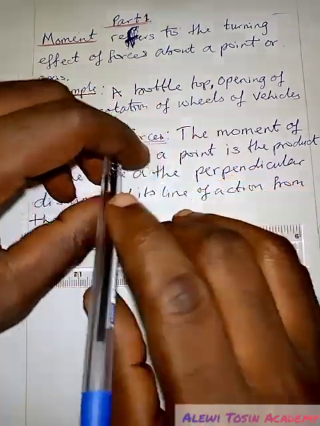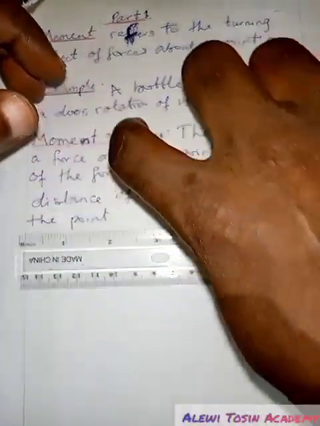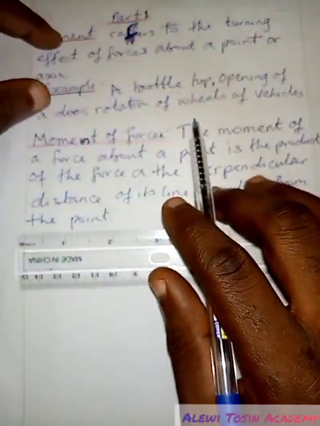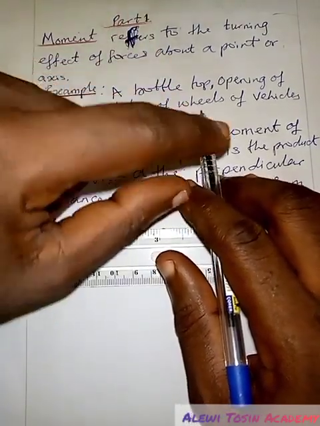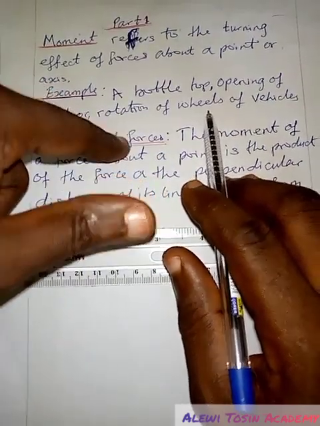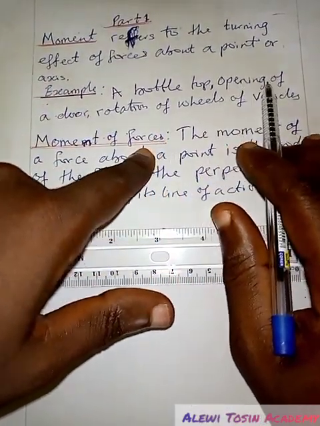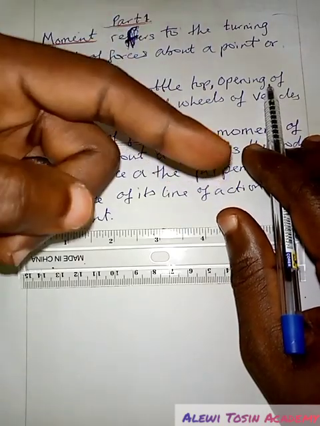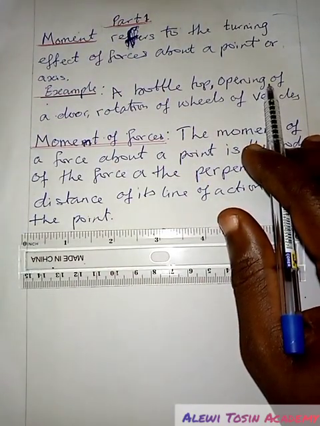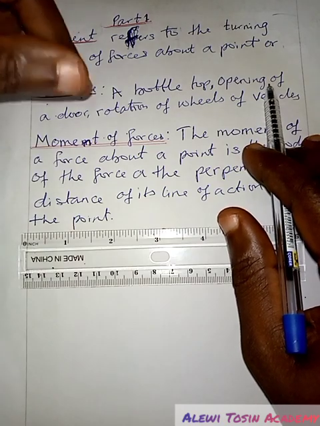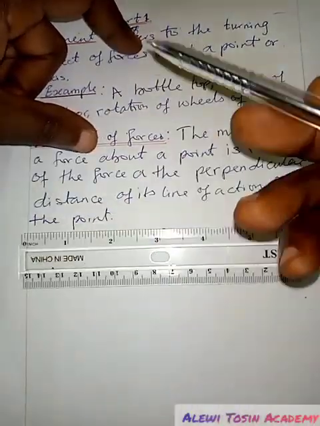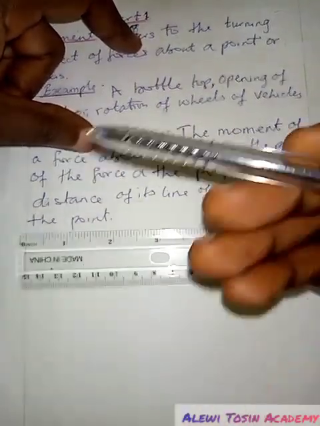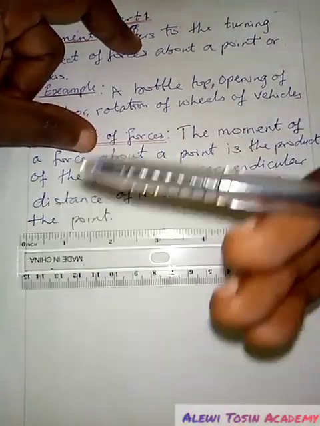Now, examples of moment: a bottle top. If you want to open a bottle top, we rotate it. It rotates, and that shows an example of moment. When we want to close the top of the bottle again, we rotate it anti-clockwise. Also, opening of a door, when we push or pull it. Also, rotation of wheels of vehicles. The wheels of a vehicle rotate around their axis.